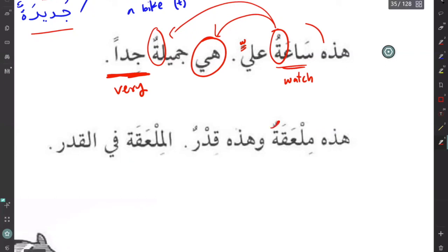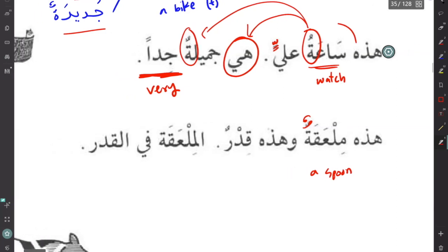Okay, we have hadihi mil'aqatun. See, now we have our tanwin. Finally, we see a tanwin in this chapter. So that means we're talking about indefinite here. Mil'aqa is a spoon. How do you spell spoon? Now it's not part of idafa because I see the tanwin. So this is a spoon.